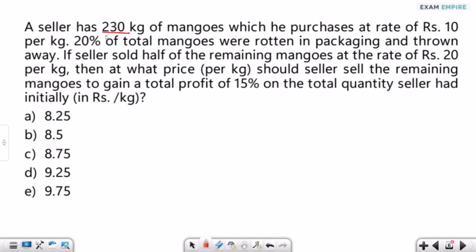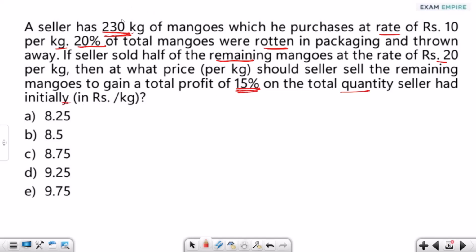A seller has 230 kg of mangoes which he purchases at a rate of 10 per kg. 20% of the total mangoes were rotten in packaging and thrown away. If seller sold half of the remaining mangoes at a rate of 20 per kg, then at what price should seller sell the remaining mangoes to gain a total profit of 15% on total quantity seller had initially?